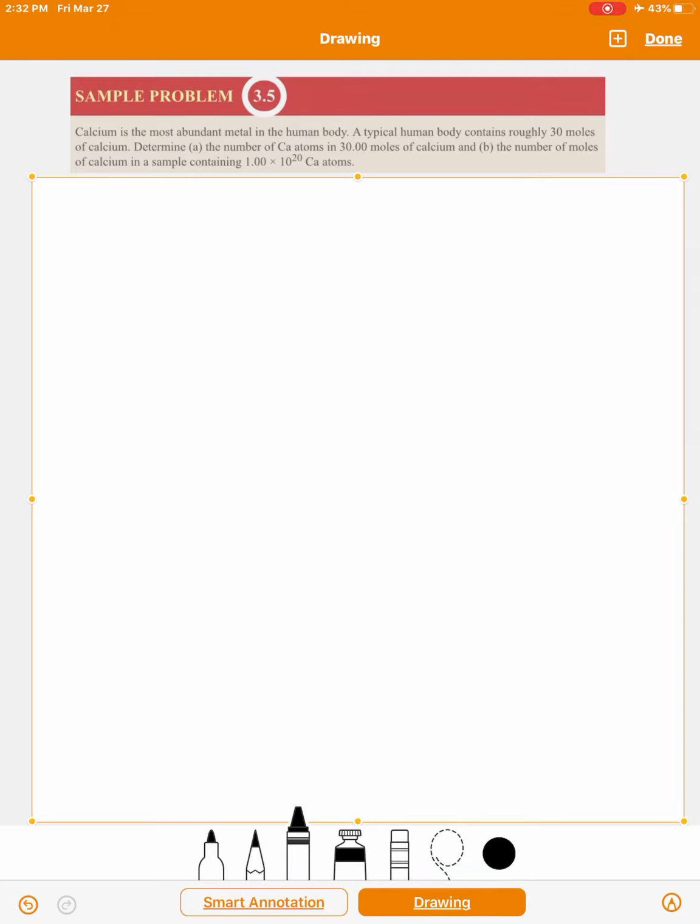This is sample problem 3.5. Calcium is the most abundant metal in the human body. A typical human body contains roughly 30 moles of calcium. Determine A, the number of calcium atoms in 30.00 moles of calcium, and B, the number of moles of calcium in a sample containing 1.00 times 10 to the 20 calcium atoms.